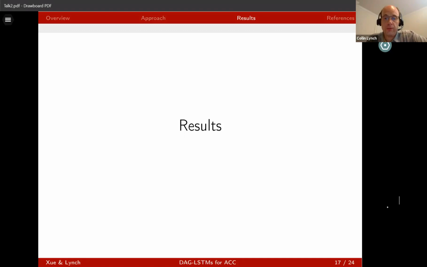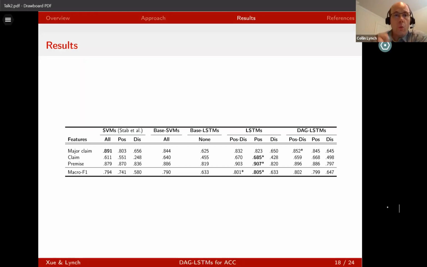So let me talk about our results. When we evaluated our features, we trained a standard set of SVMs with all the features, position, and discourse. We also trained a basic SVM. Note that in the prior published work of Stab et al., they used a multi-class SVM. So we did a multi-class version and a single class version. These constitute our baselines. We also developed a basic LSTM model with no features, and then LSTMs with both position and discourse, and each alone, and the DAG LSTMs.